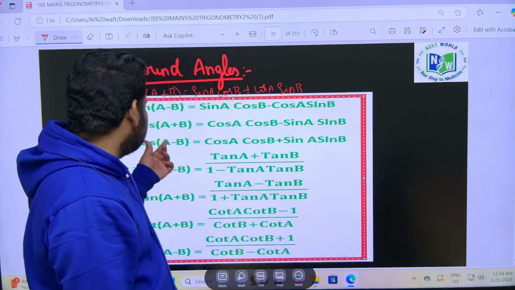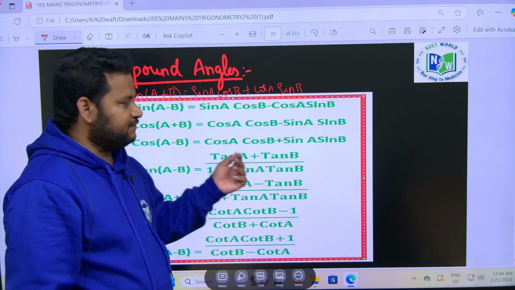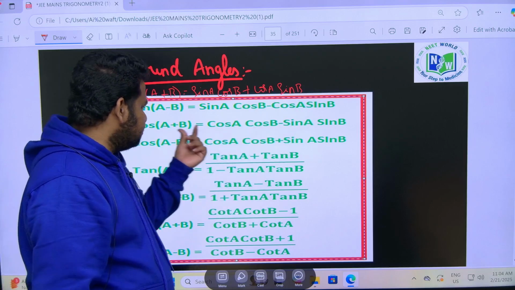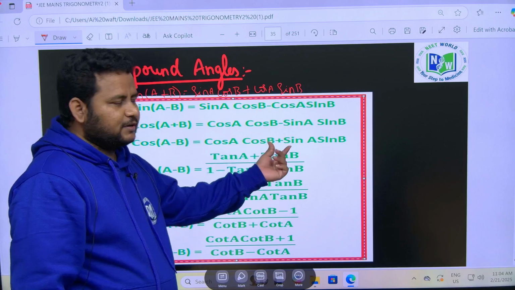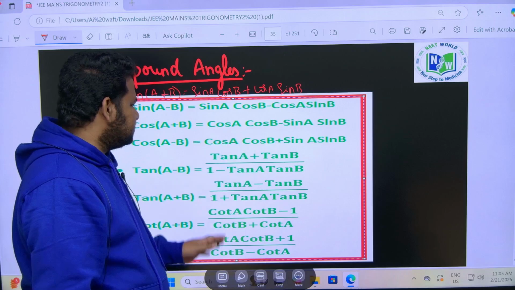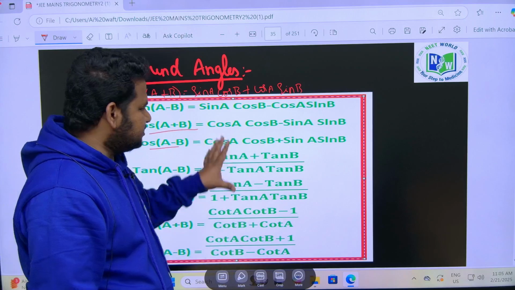So here, see, cos of a plus b: he will merge with cos itself, cos a cos b, and sin he will push away. You ask him to open the door, he will close the door. So plus will become minus. Then you ask him to close the door, he will open the door. So minus will become plus. So this is about cos angles. When it comes to compound angles related to cos, this is how you remember it.